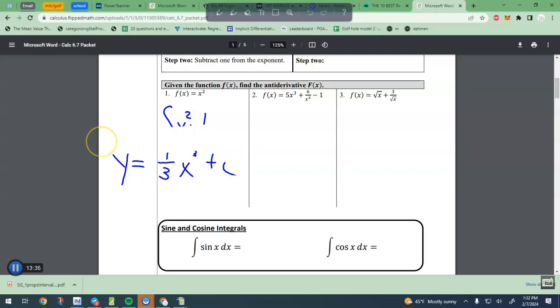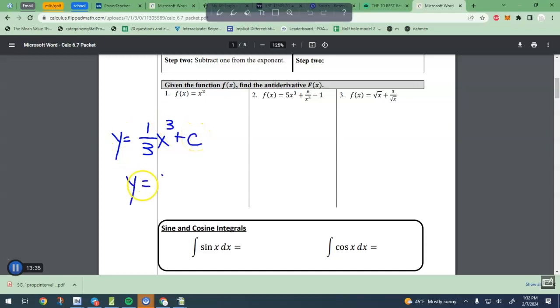So this is the answer with the eraser. So your answer is y equals 1/3 x to the third plus c, or you could say y equals x to the third over 3 plus c.